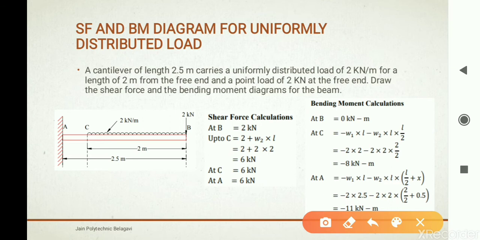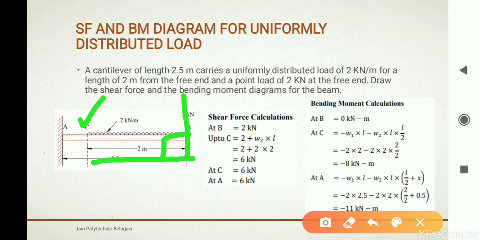Bending moment at C we are talking about. Bending moment at C is force into perpendicular distance. First and foremost, the point load we will take. So point load 2 into its perpendicular distance 2 meters. So it is nothing but minus 2 into 2, which is written here. It is going to have a clockwise moment, so we have taken a minus sign there. So minus 2 into 2.